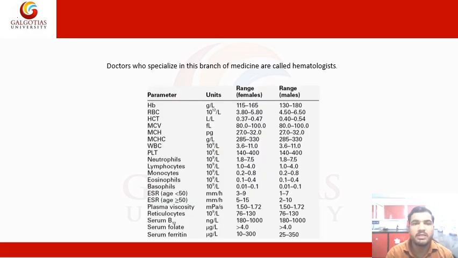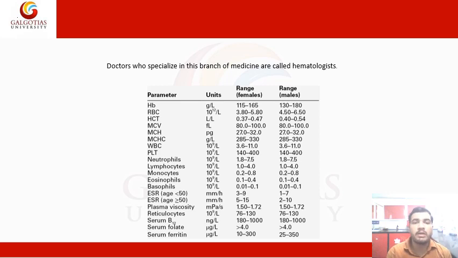Now, it is mentioned that doctors who specialize in this branch of medicine are called hematologists. We have already discussed the parameters and the ranges, means the different ranges of the different parameters in the blood. So here we are describing these.